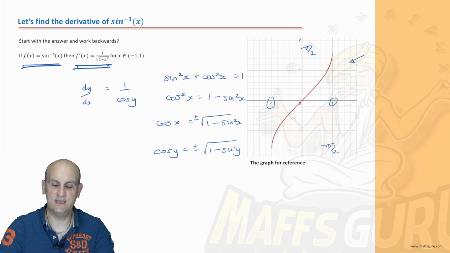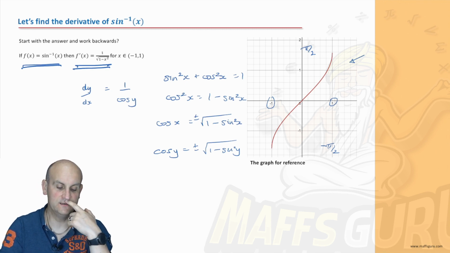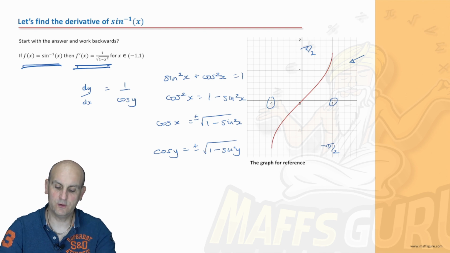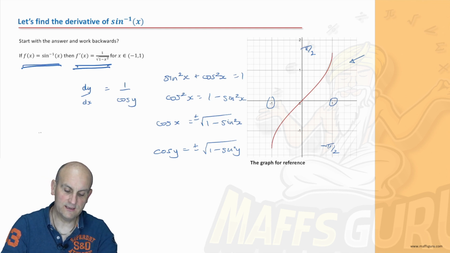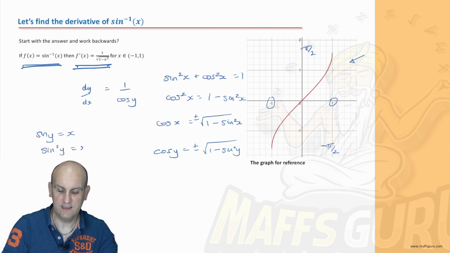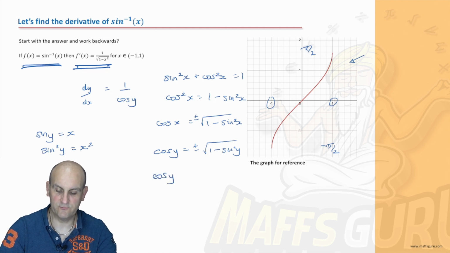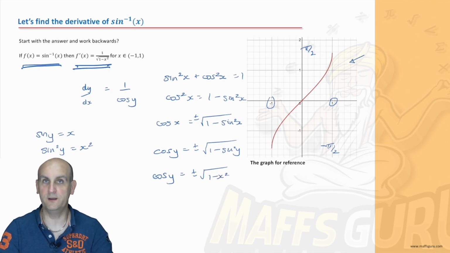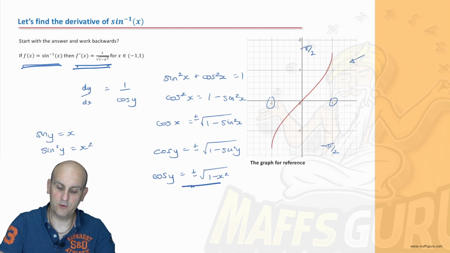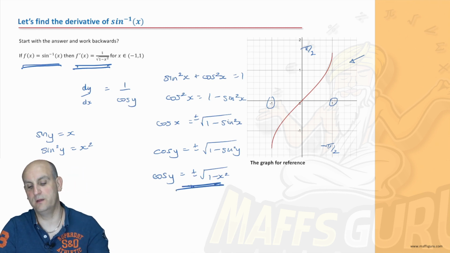Well, how is that useful? Hold on a moment, we knew that sine of y was equal to x, so sine squared y is equal to x squared. So we now know the cosine of y is equal to plus or minus the square root of 1 minus x squared. You see where that's come from on my formula? We're almost there, but we've got this problem of a plus or minus.